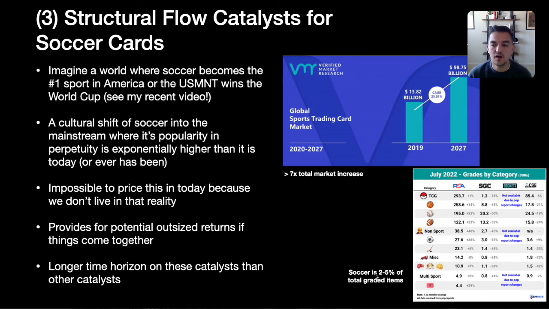You would expect if soccer was one of the most popular sports, it would be up here with basketball, football, baseball, maybe Pokemon, as a higher proportion of the grading, which I think just shows that relative to other sports, soccer still has a ton of room to run. And if we saw one of these structural flow catalysts for the soccer card market, there's a lot of room to run there. So I thought that was interesting to look at.